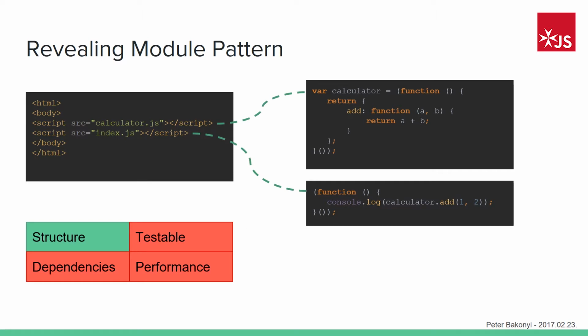We need to have a manual list of dependencies, so if I switch index.js and calculator.js in the DOM, the code won't work. And imagine that if you have a couple of hundreds of modules, it's not that easy to know where to put the next one that you create. So it's like a dependency hub. And also from performance perspective, it's bad because every module is an extra HTTP request.